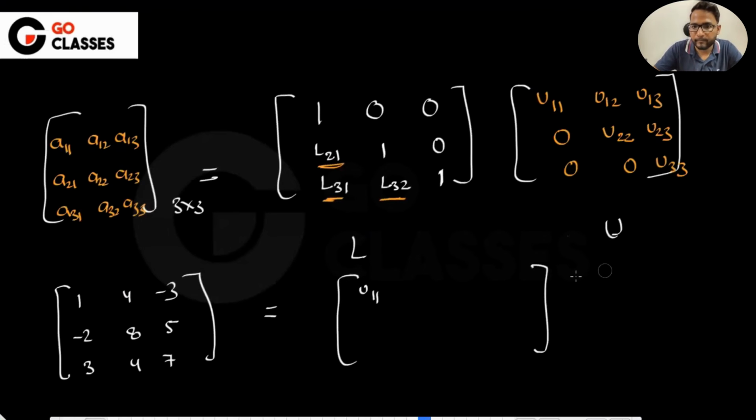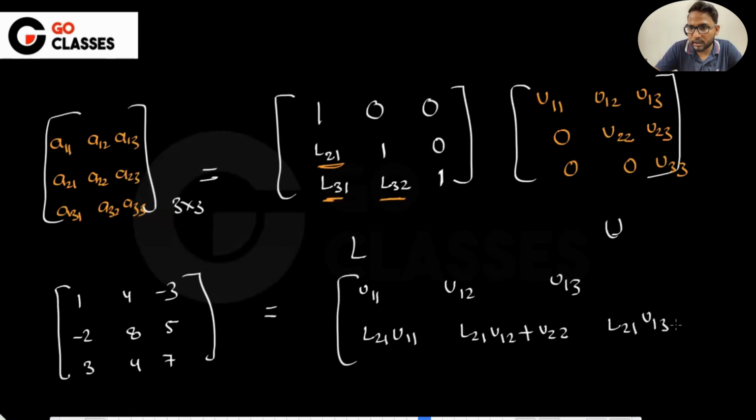And then this vector will get multiplied with this. This will be U12 only, right? This is just U12. And then this will get multiplied with this. This is U13. Now this will get multiplied with this. This is L21 into U11. And then this is L21 into U12 plus U22. This is L21 into U13 plus U23.